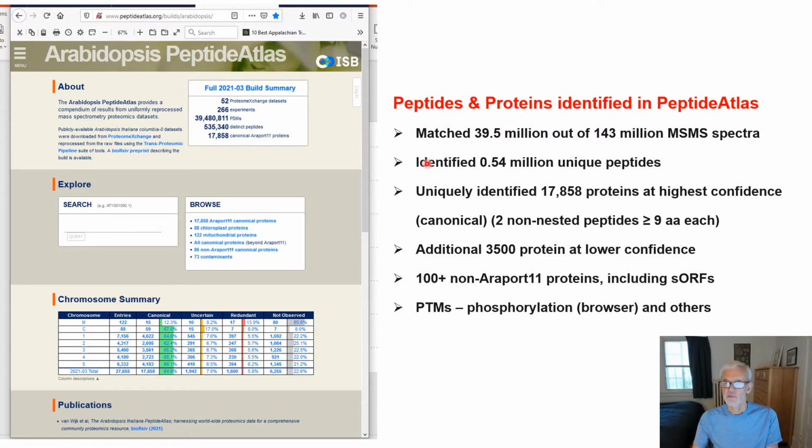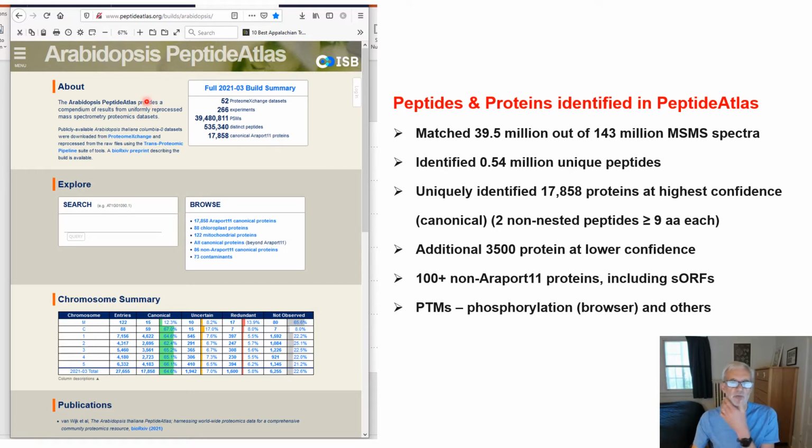So here's the summary. We matched 39 million spectra out of 143 million spectra that were searched. This identified nearly 500,000 unique peptides and more than 17,000 proteins in Araport 11 at the very highest confidence using the particular criterion. There were an additional 3,500 proteins at lower confidence levels. In addition to Araport 11, we also have peptides that match to other non-Araport 11 proteins, including small open reading frames. This can be used to improve the Arabidopsis genome annotation. And then finally, we particularly focus our attention on phosphorylation as the post-translational modification.